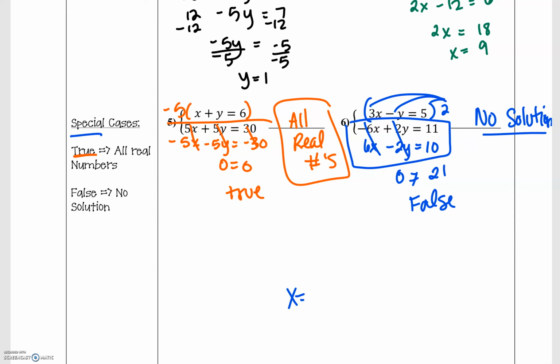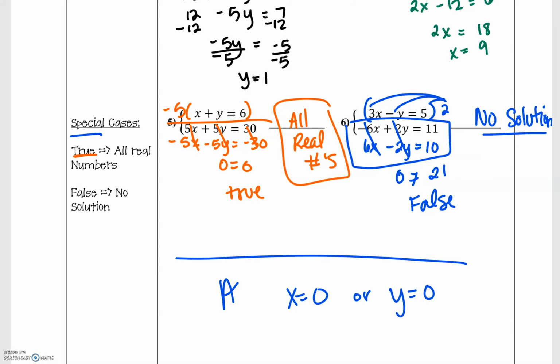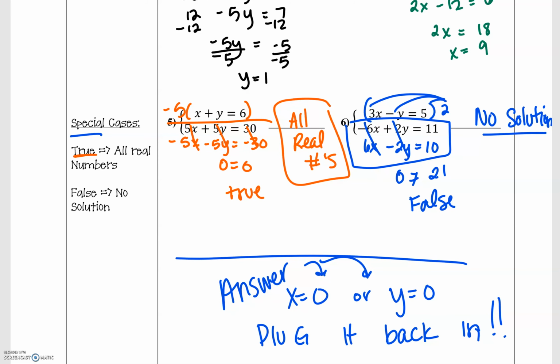Now, if you get x equals 0 or y equals 0, that's not a special case. That's an answer. And when you get that, you plug it back in. Don't stop. It is not a special case, okay? That's an answer. It's 0 is your x or your y. This is when you have no x or y. No x or y, okay?